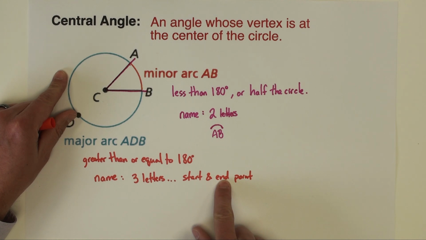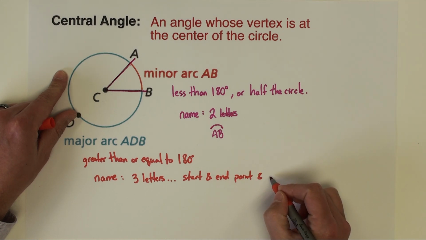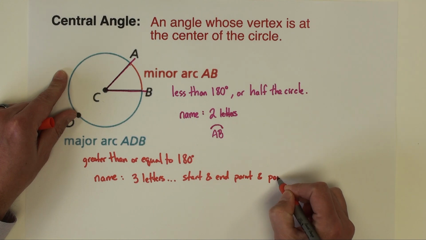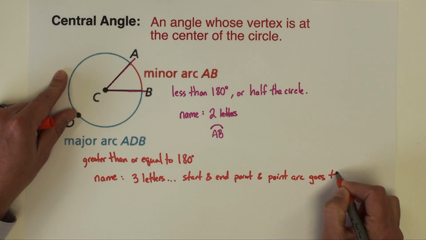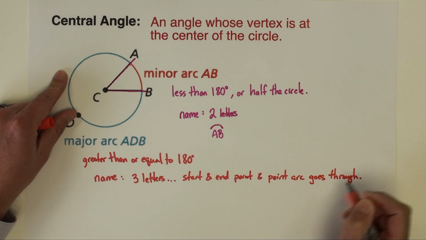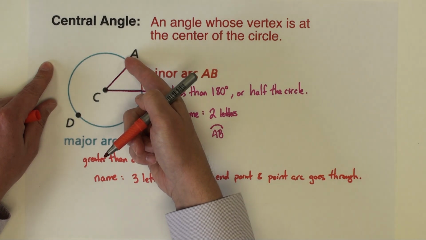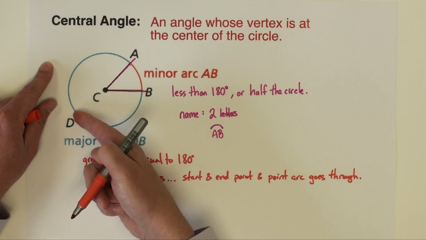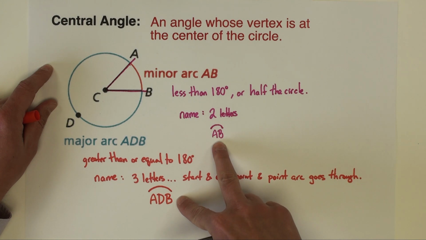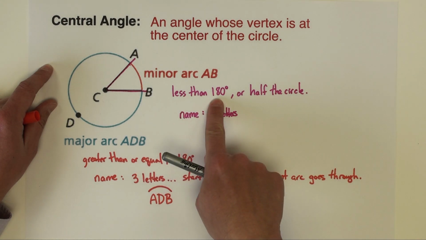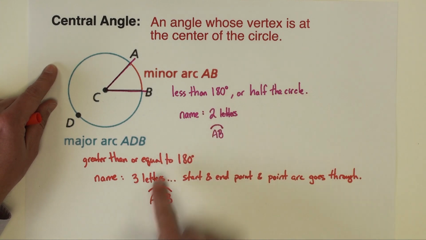We're going to use a start point and an end point, and we're going to use a point that the arc goes through. Okay, so it would look like this. This arc starting at point A, ending at point B, but going through point D would be written A, D, B. So there's the difference in the two names. Two letters means it's a minor arc, means it's less than half the circle. Three letters means it's a major arc, means it's more than or equal to half the circle.